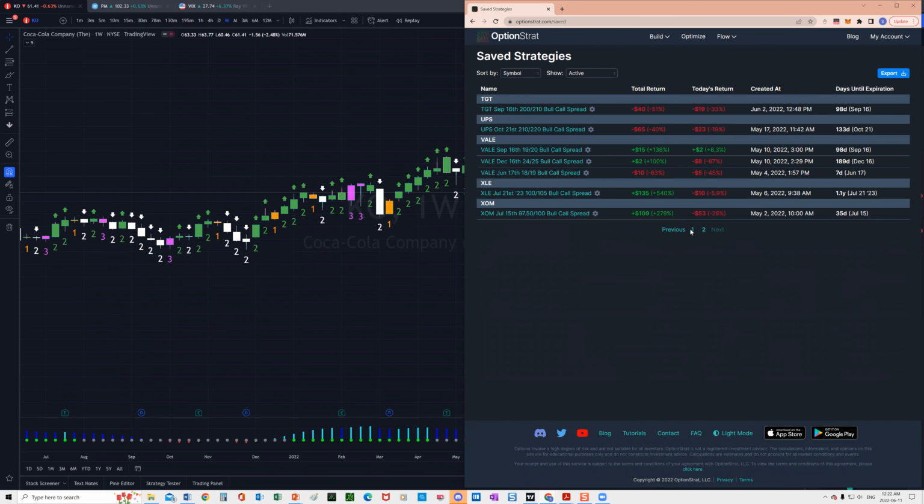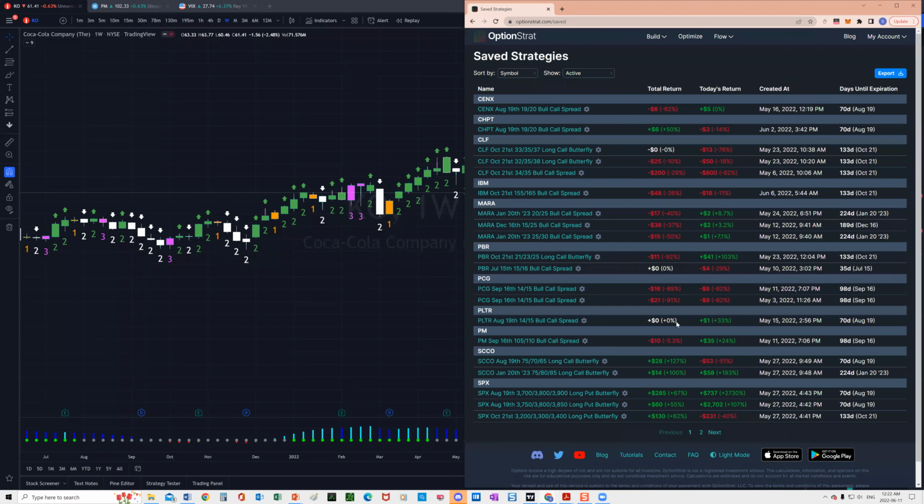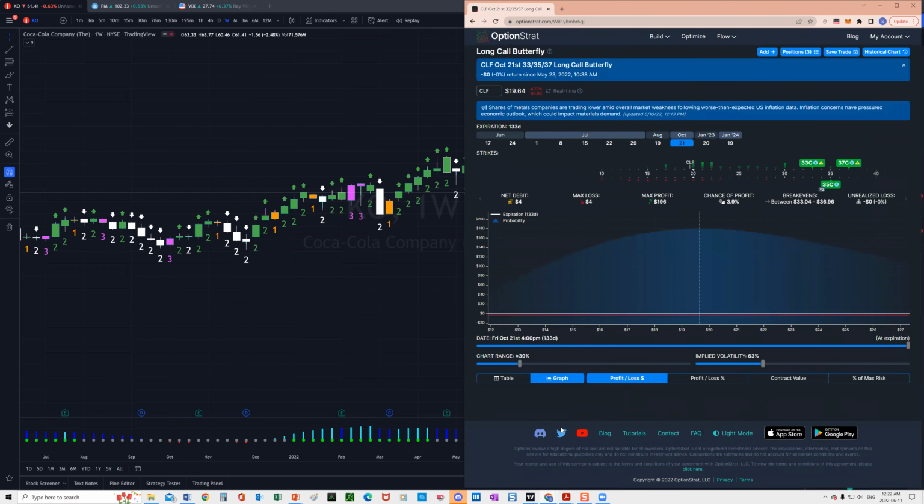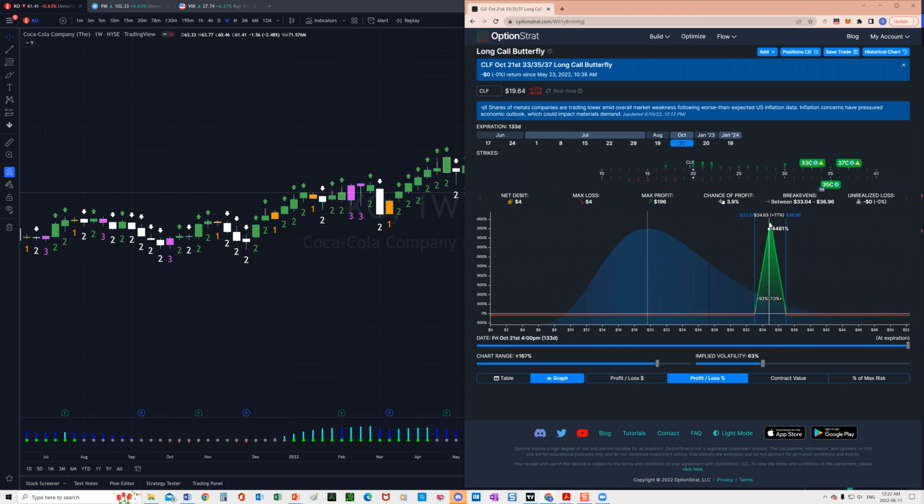Look at the other spread. So the whole idea here is, even though we've got some losses, like this CLF butterfly, the 33, 35, 37, it's for October. So if it does get back up to there, look at your potential return, assuming it does make a run. So if I was to put that on right now at $4 to potentially be able to make almost 200, there you go.